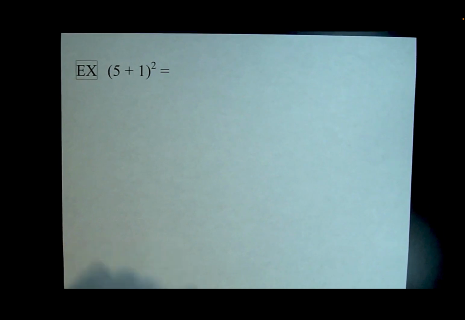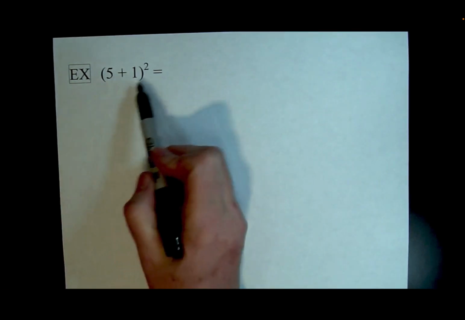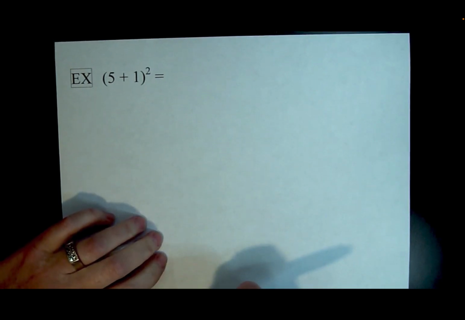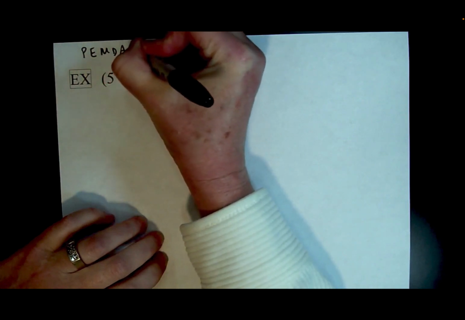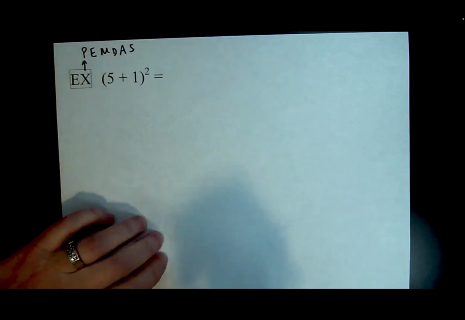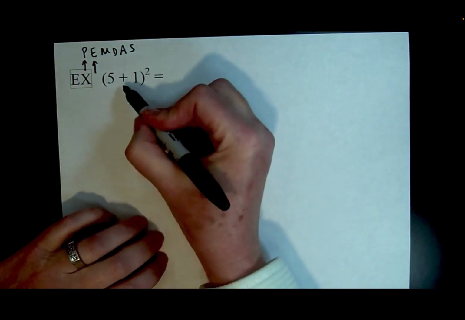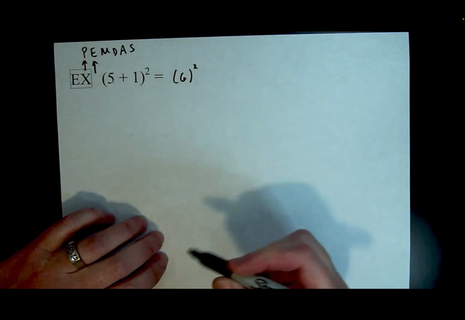Okay, and then finally, I want to do a couple of examples to emphasize that warning I gave you that exponents do not understand addition and subtraction. We do not have a rule for 5 plus 1 quantity squared. You have to use your order of operations. So again, Please Excuse My Dear Aunt Sally, you do parentheses, stuff that's in parentheses, before you do exponents. So what's in the parentheses here, there's an operation to do, namely a 6. Okay, and then I do the exponent.